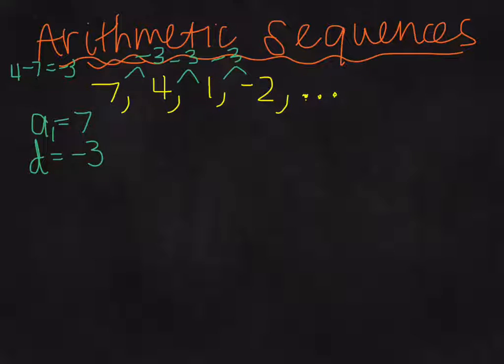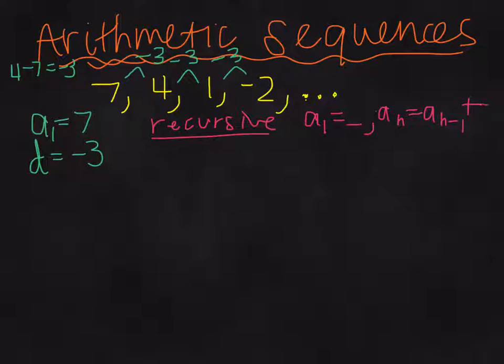Okay? So let's write the recursive formula first. Now remember, the recursive formula is only really helpful if you need to know the next term. So the formula is a sub 1 equals blank, a sub n equals a sub n minus 1 plus your common difference.